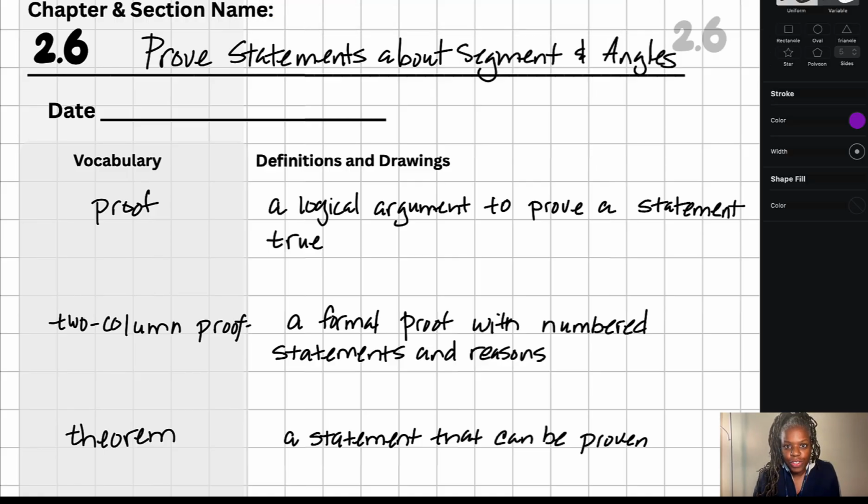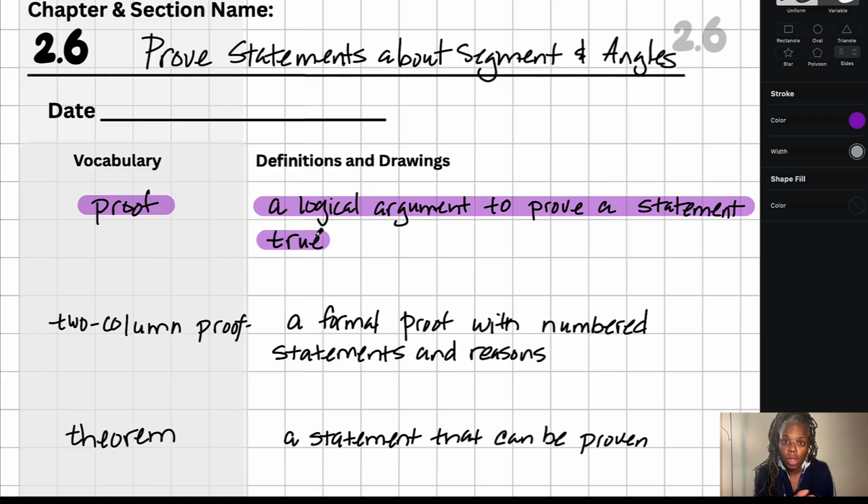So the first term that we're working with is the idea of proof, and that's what we're going to be talking about all this section. A proof is a logical argument to prove a statement true, right? Basically it's what we do in math to justify a rule or a law or some kind of relationship that we want to bring forth. And we're going to be doing that a lot in geometry. So the first word is proof.